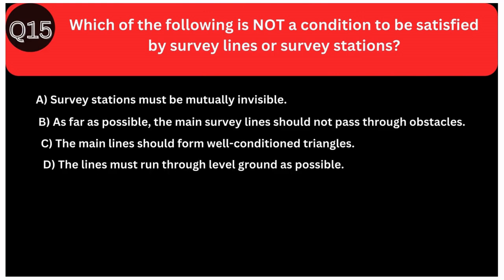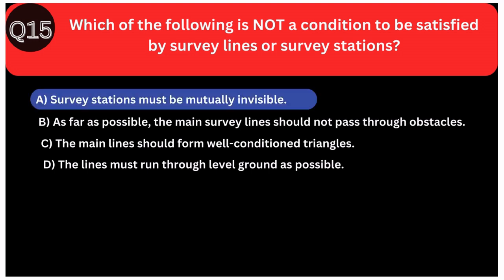stations? Option A, survey stations must be mutually invisible. B, as far as possible, the main survey lines should not pass through obstacles. C, the main lines should form well-conditioned triangles. D, the lines must run through level ground as far as possible. Answer A, survey stations must be mutually invisible.